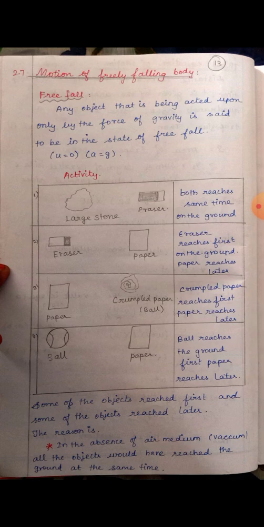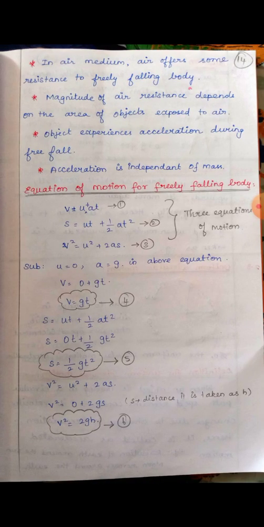In the absence of air medium, all the objects would have reached the ground at the same time, because the absence of air medium is vacuum. Vacuum means without air. So in the absence of air medium, all the objects would reach the ground at the same time.